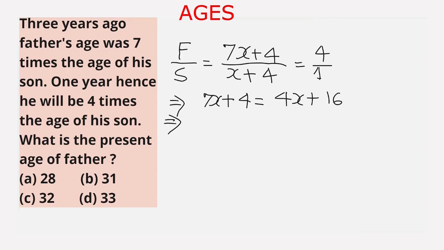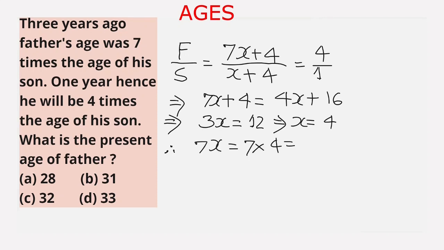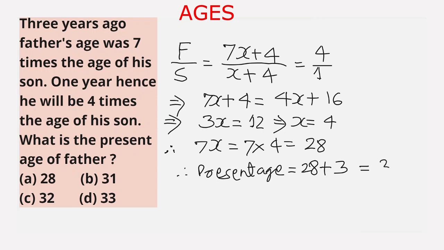We transfer 4x towards the left hand side and 4 towards the right hand side, and we get 7x minus 4x is 3x, equal to 16 minus 4 is 12. This gives the value of x equal to 4. Therefore, father's age 3 years ago is 7x, equal to 7 times 4 is 28, and the present age is 28 plus 3 equal to 31. Thus the father's age is 31, and from the given options our answer is option B, 31 years.